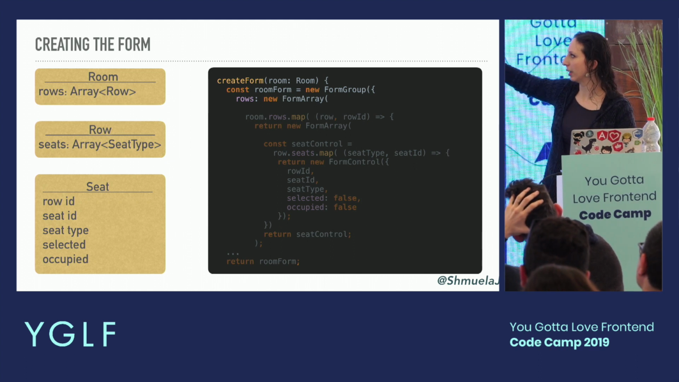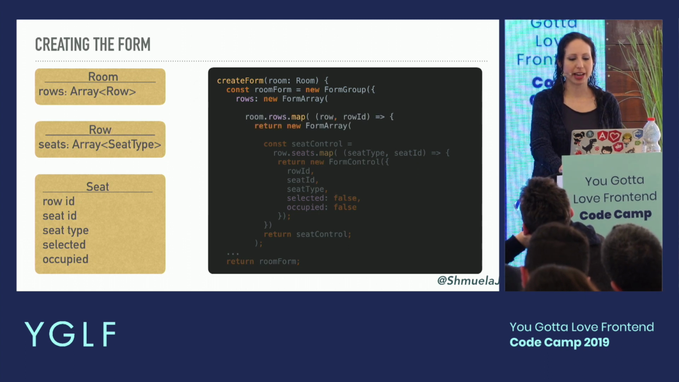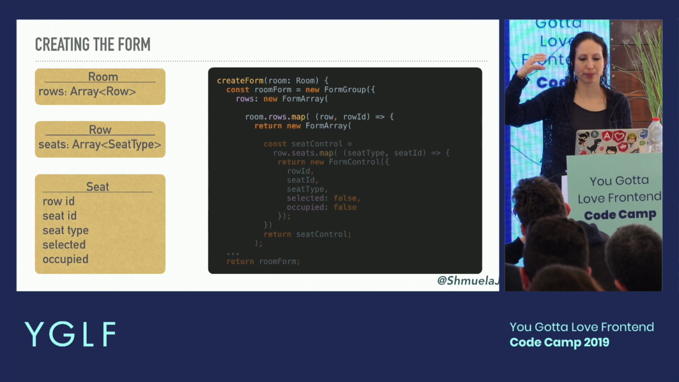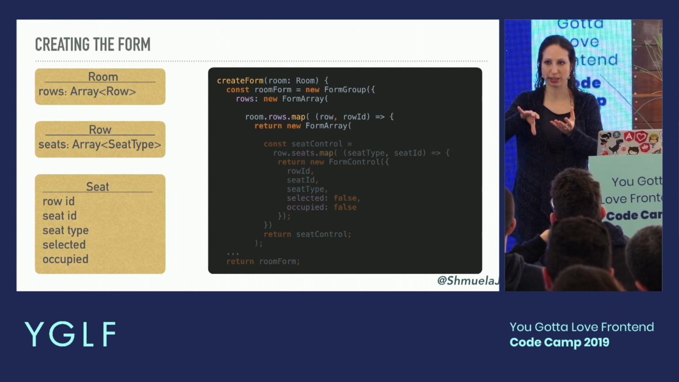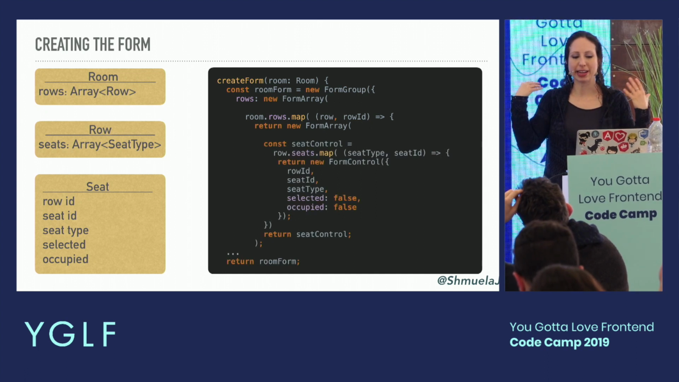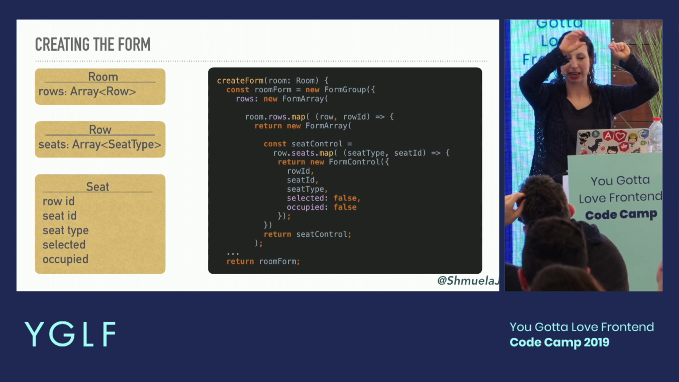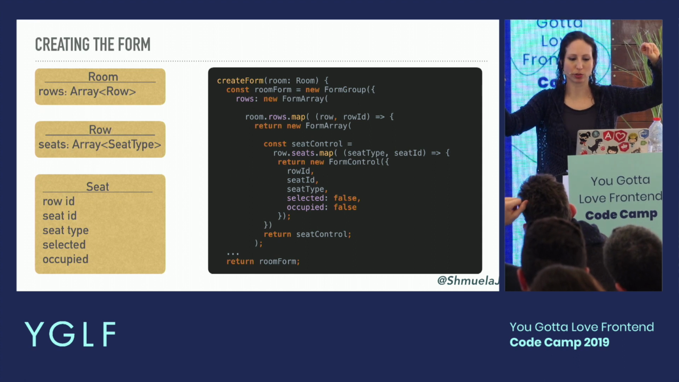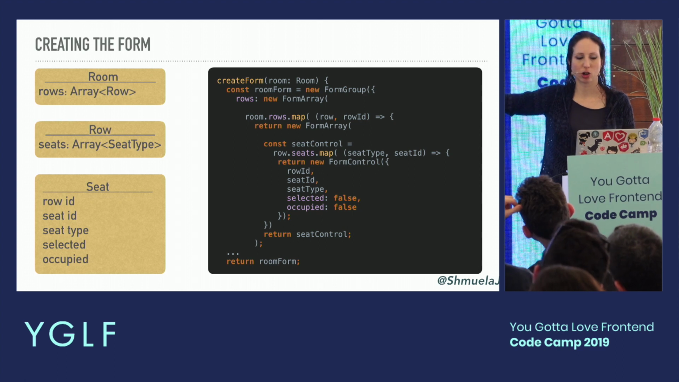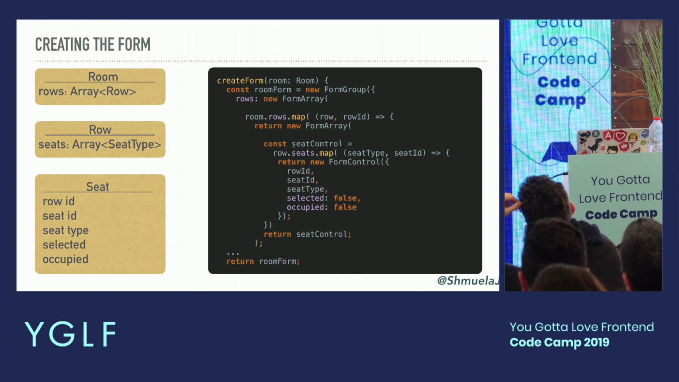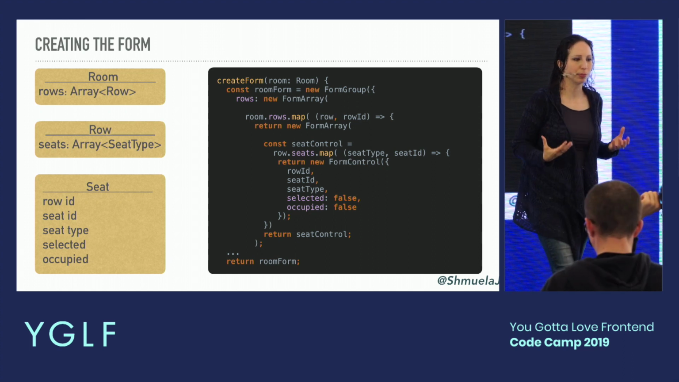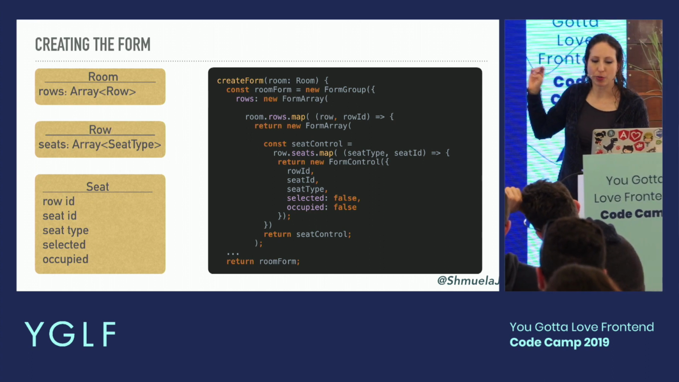So the form group is composed of the rows, which is a form array that has the rows of the seats. Okay, so I take that. I have the room configuration, and I have the rows in this room, right? So I map it to create from each row a new form array. That's what I'm doing here. And how do I create a new form array? For each seat, I need a form control, right? So I'm mapping the seats array to a new form control, which has all this data. So this is the value when I'm initializing the form control of each seat. It gets a value of this whole object with the row ID, seat type, whether it's selected, and occupied.